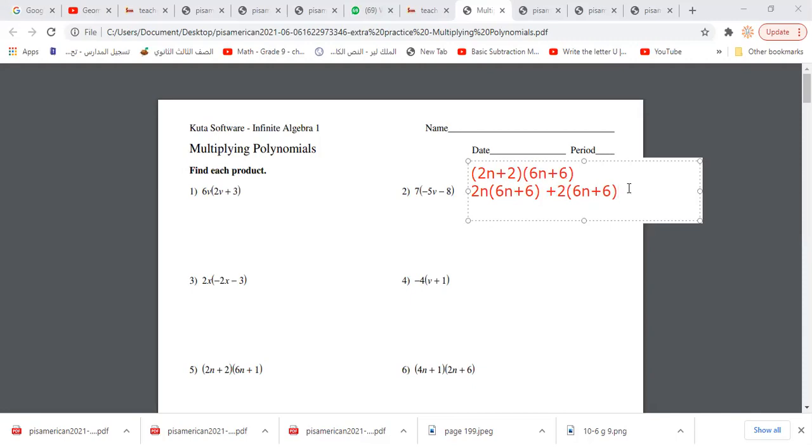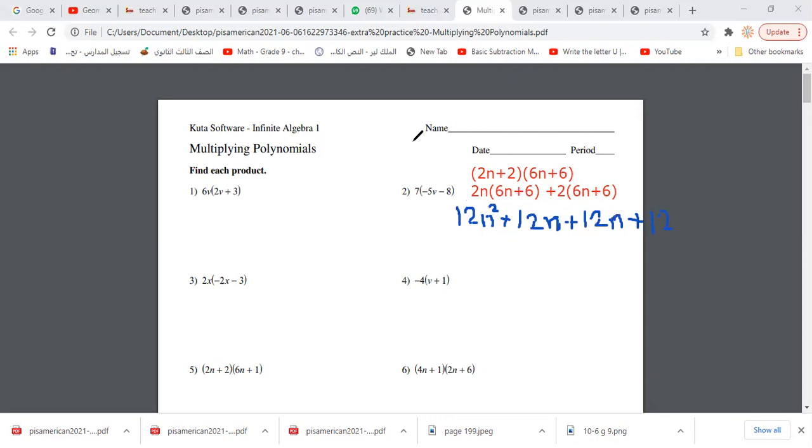Now we will start to simplify. How will we simplify? You will multiply 2n times 6n. How many will it be? It will be 12n to the power of 2. Yes. And then plus 2n times 6, it will be 12n, plus 6 times 2, it will be 12. Plus how many? 12.